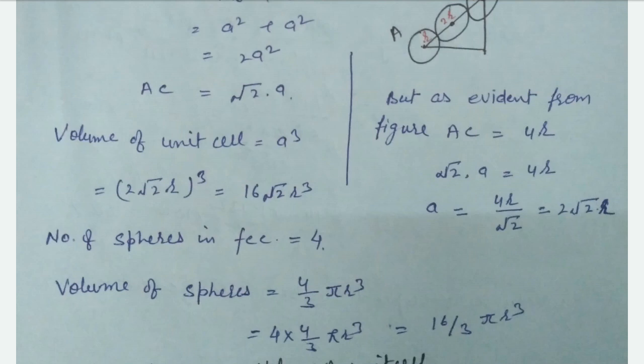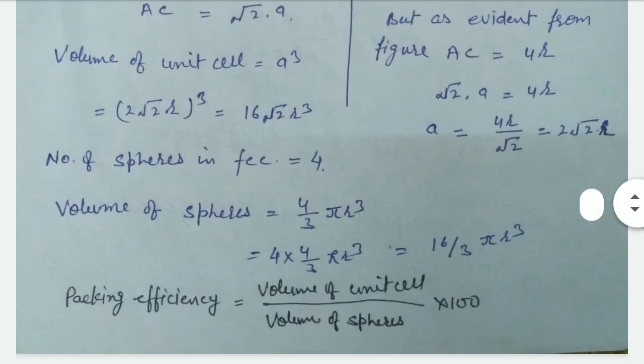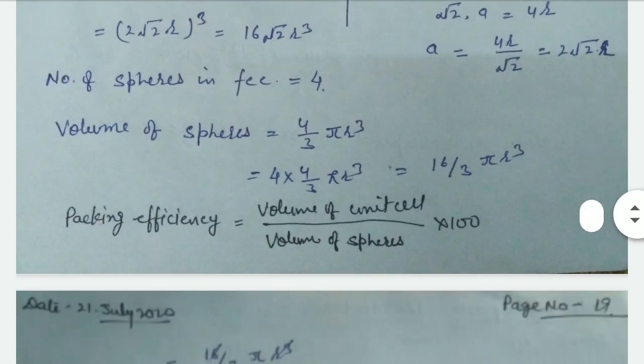The number of spheres in FCC is 4. The volume of a sphere can be calculated by the formula 4 by 3 pi r cube. The volume of the total number of spheres is 4 multiplied by 4 by 3 pi r cube, which equals 16 by 3 pi r cube. We have calculated the volume of the total number of spheres and also the volume of the unit cell.